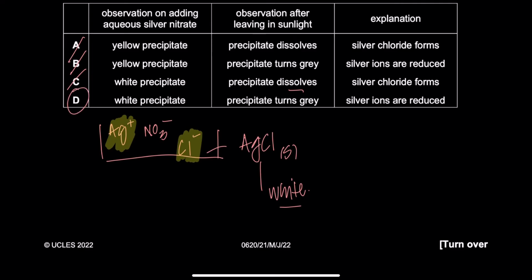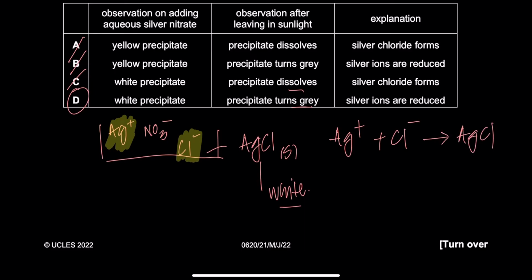But even if you check the explanation for D and all of that stuff, the precipitate turns gray, so it might turn gray after you leave it in the sunlight, right? Why? Because silver ions are reduced. If you check it out, you had Ag+ and Cl-, and now it's becoming AgCl.